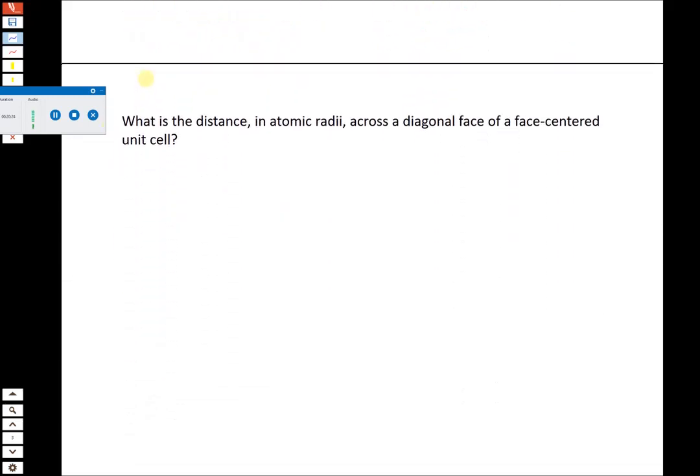All right, now if we do the face-centered cubic unit cell, we're asking again the same thing. This time the distance across a diagonal face, or what should probably be written as face diagonal more accurately. So it's a little bit weird terminology, diagonal face. It should be face diagonal, really, what we're talking about here.